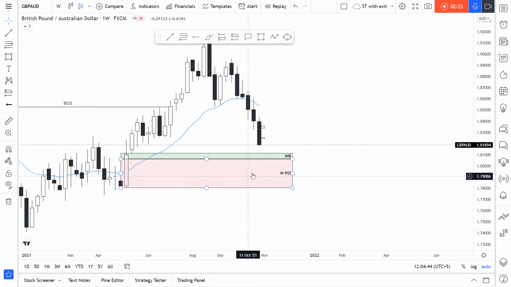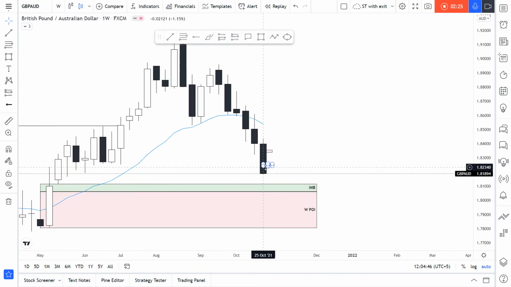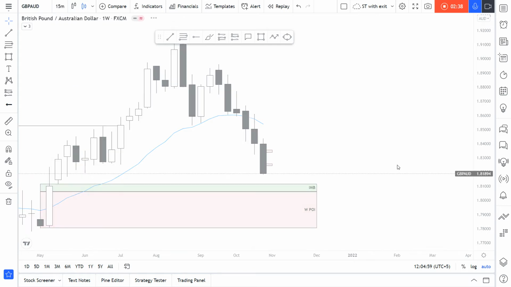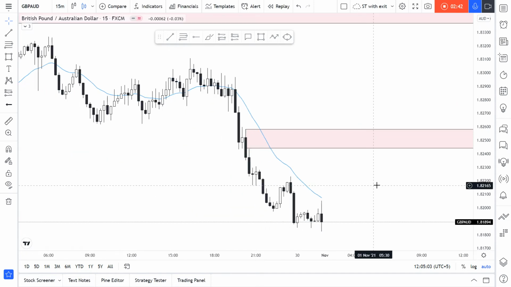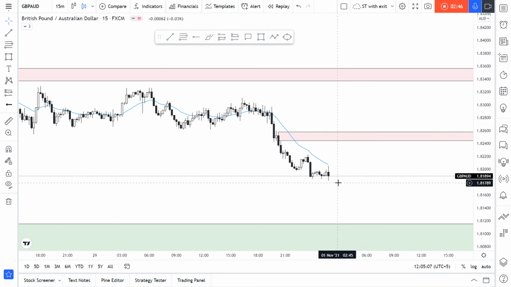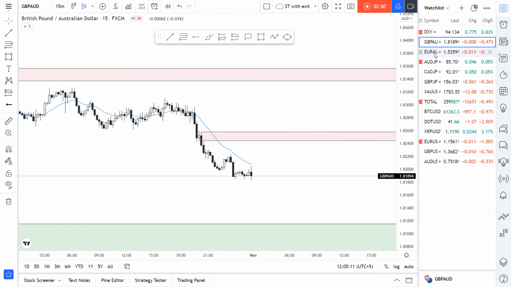Maximum, because I don't think that after such a strong weekly candle we can have a deeper pullback than the lows of the previous week. So this was GBP AUD. We have to look at how the week opens. Everything might change.